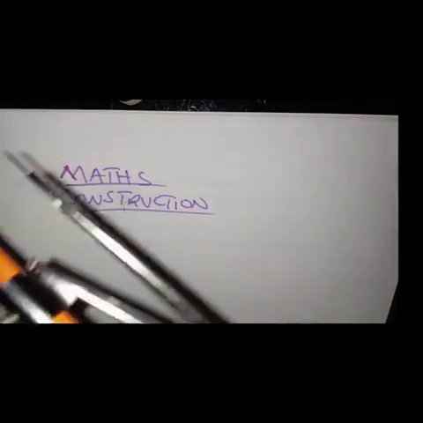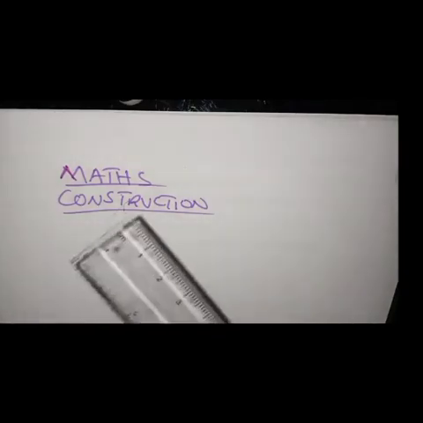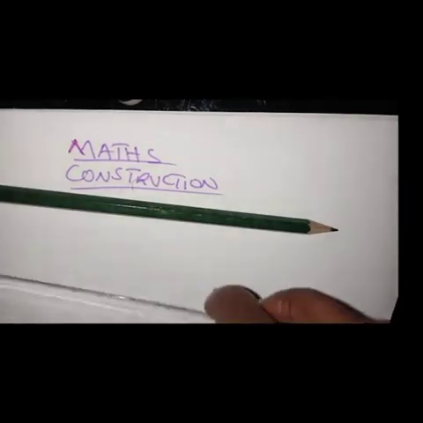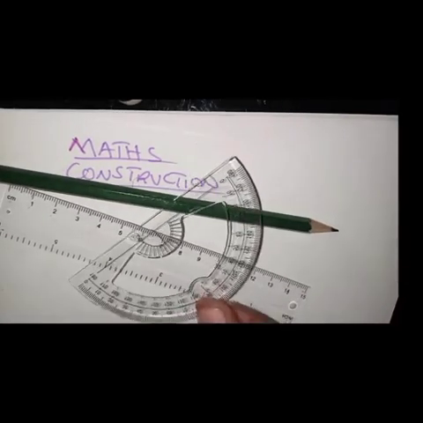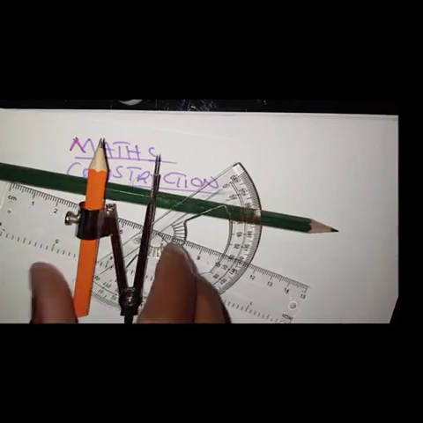Then this is a compass. This is a protractor for measuring angles. This is a rule, 15 centimeter rule. You can even use a 30 centimeter rule, whichever, for measuring length. And this is a long pencil. So you need these tools for you to construct. Okay, we move on.